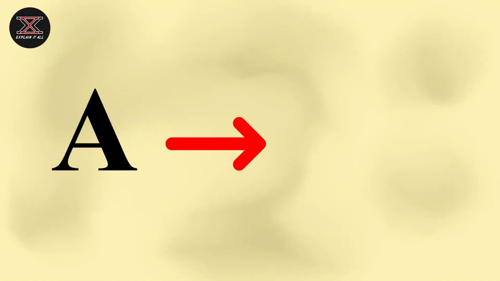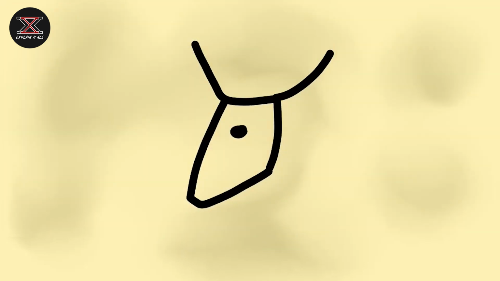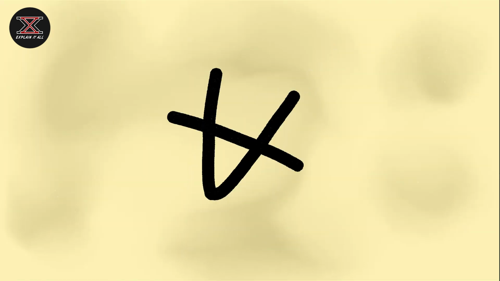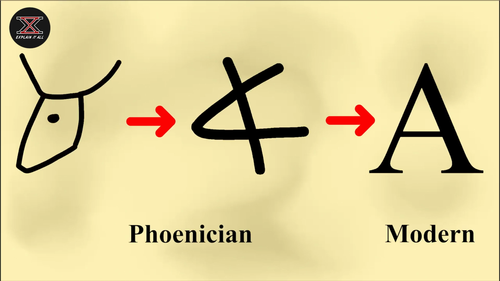A is derived from the Phoenician letter Aleph, which represented an ox's head. This symbolized strength and leadership in ancient times. The Greeks adopted it as Alpha, the first letter of their alphabet, which later transitioned into the Latin alphabet as A through the Romans. Over time, the character evolved in shape, but retained its original position as the initial letter.